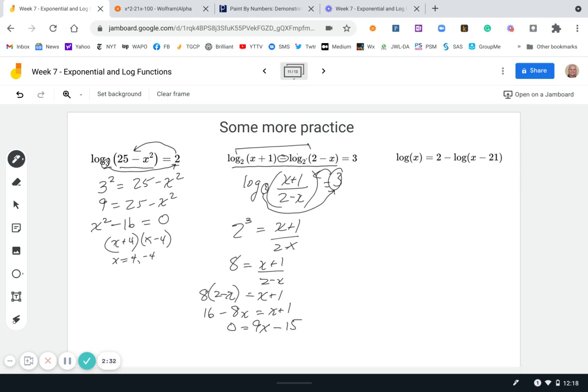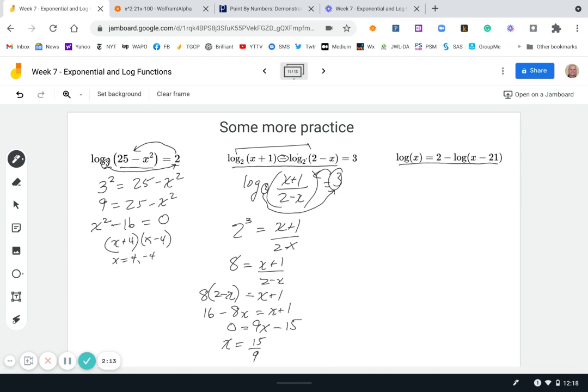So now what we finally have as our root for solving this equation is x equals 15 divided by 9. Okay? Last one over here. How do we do this?